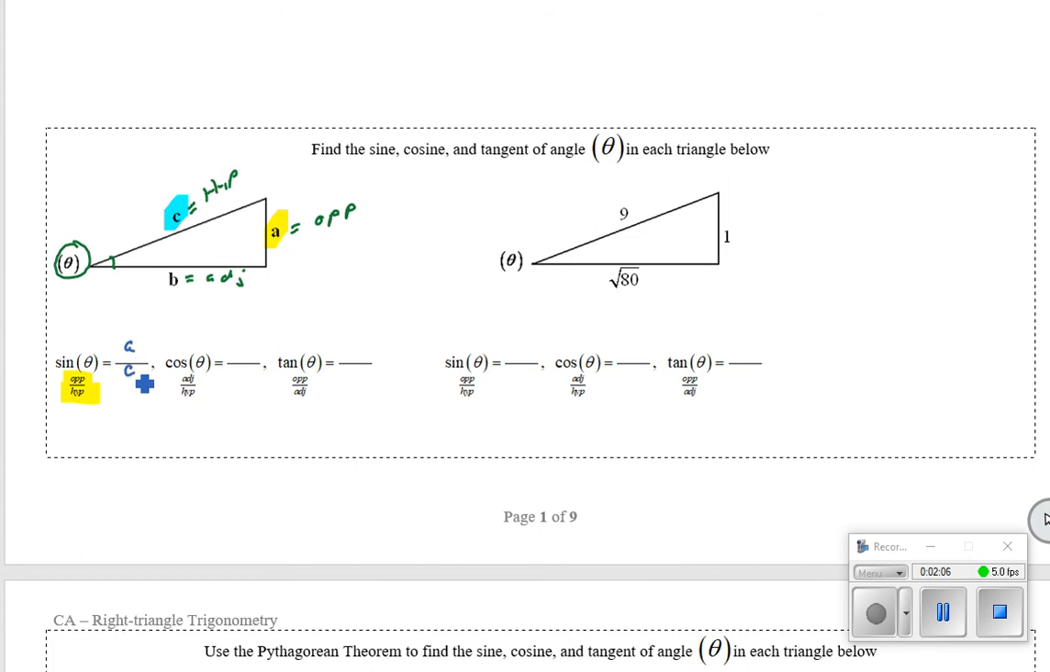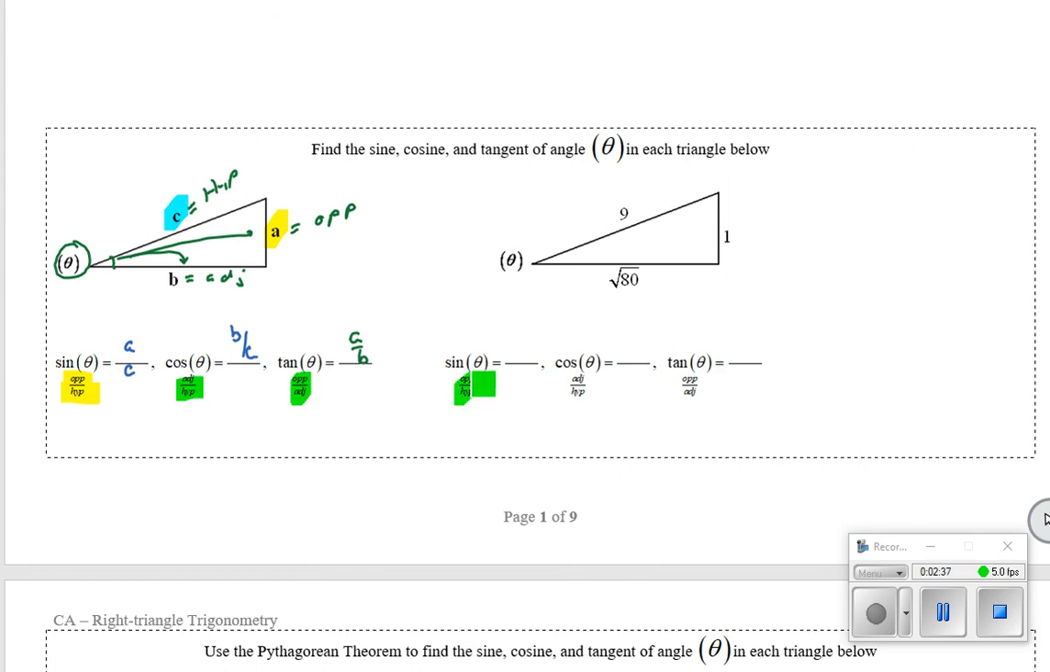The cosine would be the adjacent over the hypotenuse, so the cosine would be B over C. And finally, the tangent, which is the opposite over the adjacent, would be A over B.